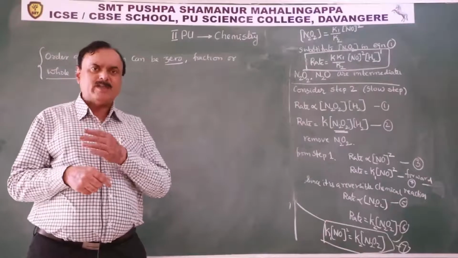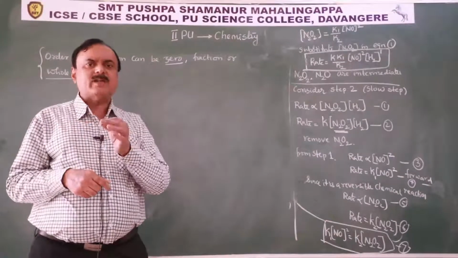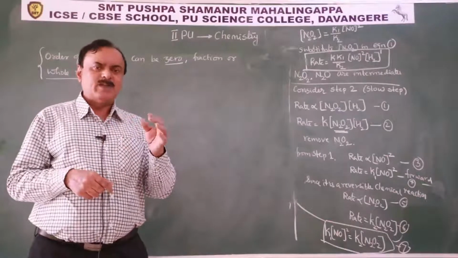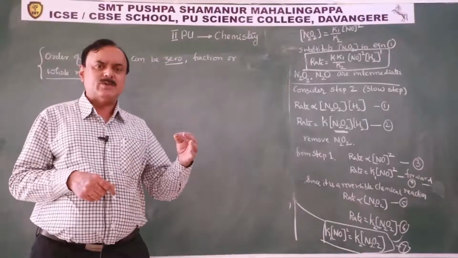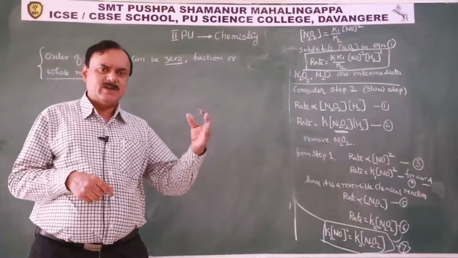One very important point is that the molecularity of the chemical reaction is always a whole number. The order of the chemical reaction may be 0, may be a fraction or a whole number.